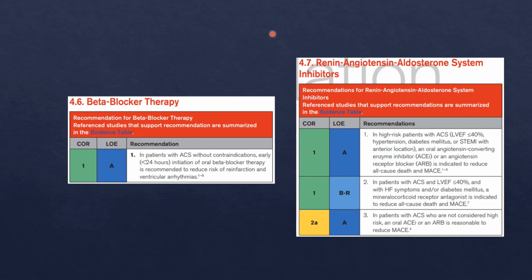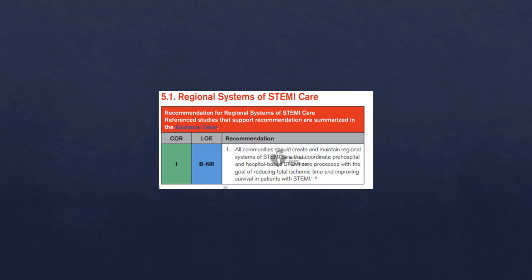These guidelines also recommend that all communities should create and maintain regional systems of STEMI care that coordinate pre-hospital and hospital-based STEMI care processes with the goal of reducing total ischemia time and improving the survival of patients with STEMI. These pictures represent some of the things that we have already discussed and transfer of the patients using specific systems.